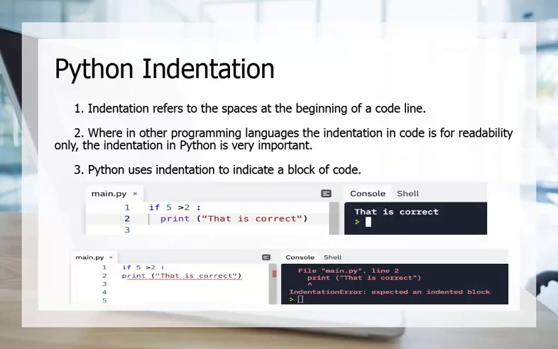What is Python indentation? 1. Indentation refers to the spaces at the beginning of a code line. 2. Where in other programming languages the indentation in code is for readability only, the indentation in Python is very important. 3. Python uses indentation to indicate a block of code. In the first example, proper indentation was used to indicate a block of code, while the second example does not include an indentation, causing a syntax error.